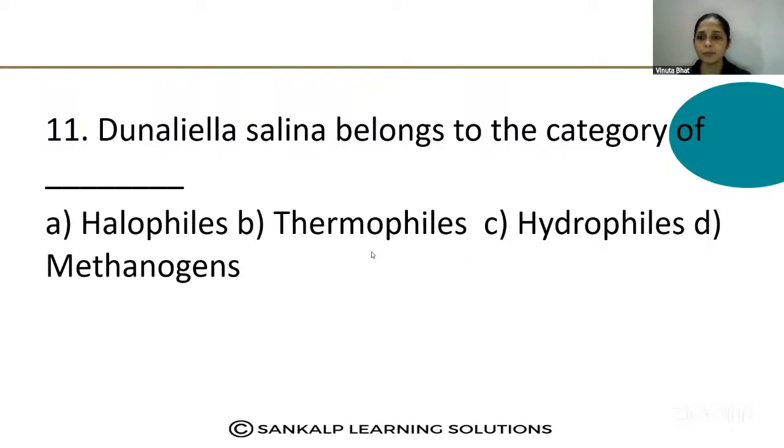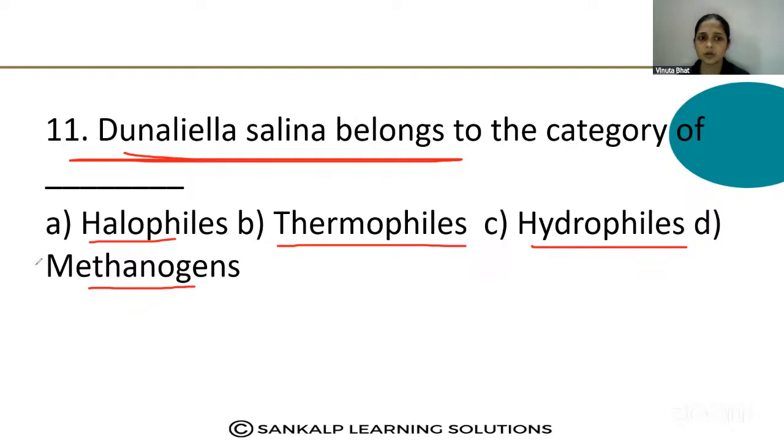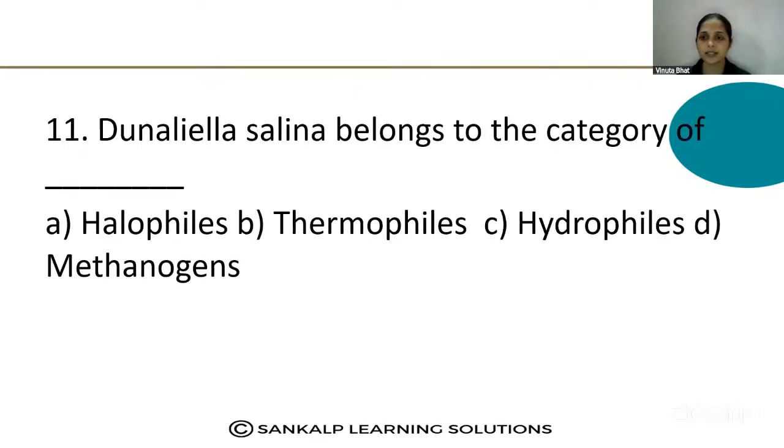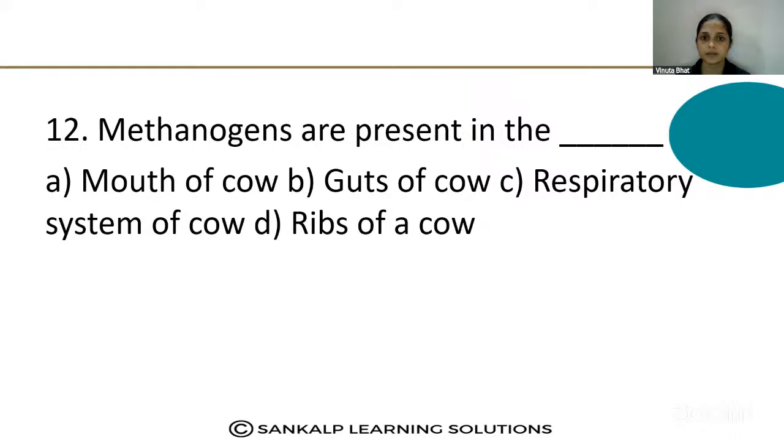Halophiles are present in high salinity, thermophiles at high temperature, hydrophiles in water, and methanogens are able to produce methane gas. So this organism belongs to the category of option A, halophiles. The correct option is the halophile. Next question. Please read the question properly.